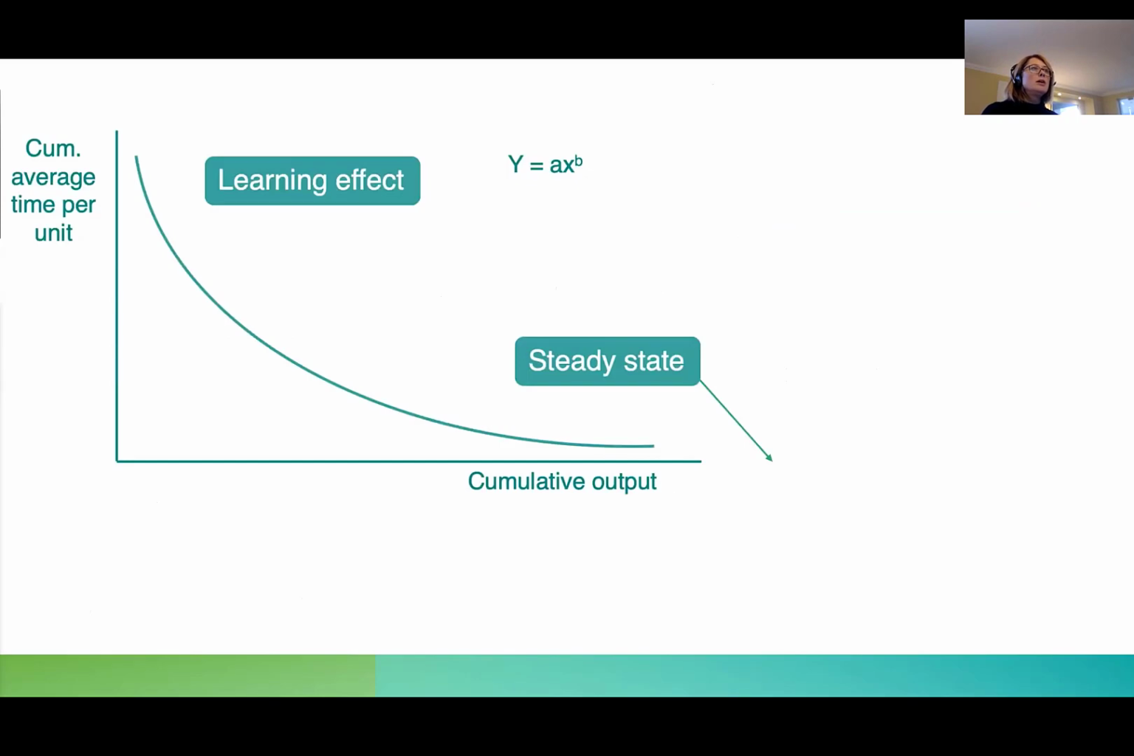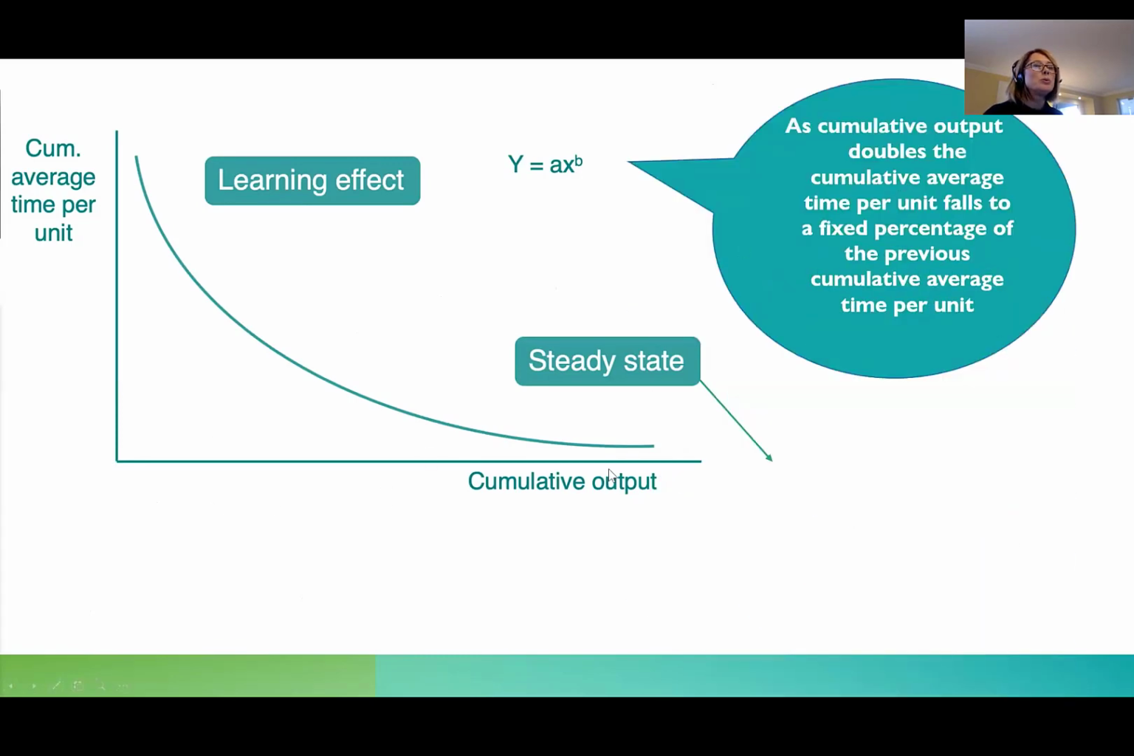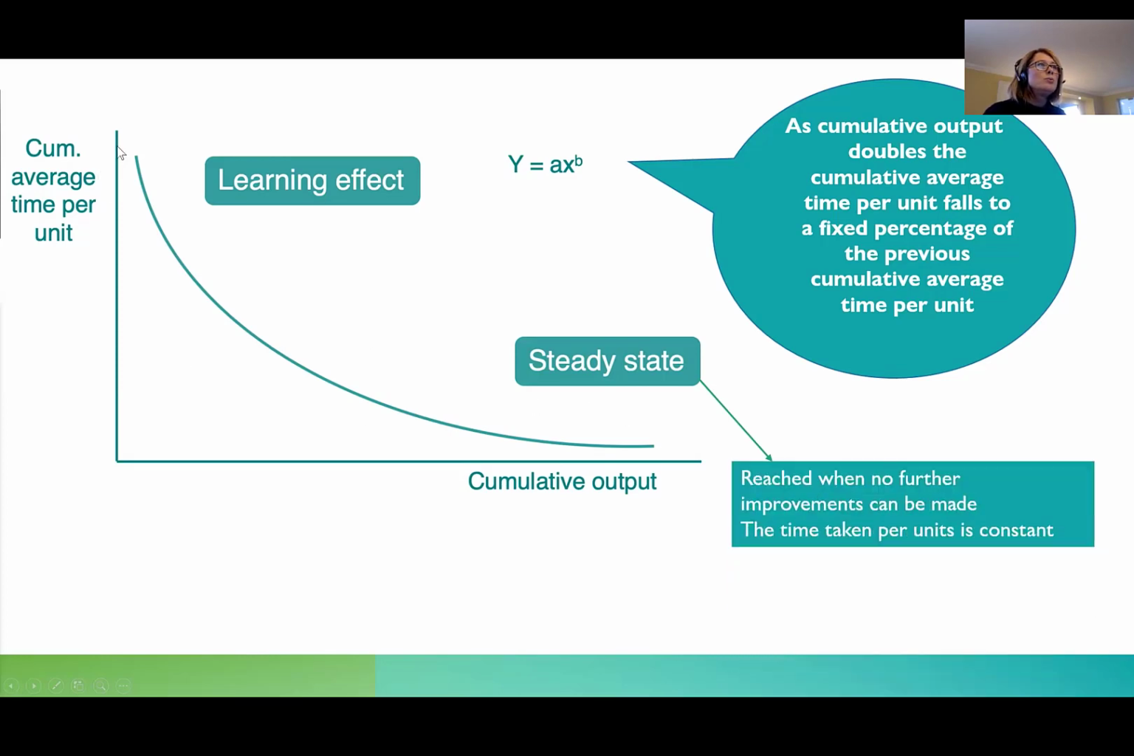So this is our learning curve. What we have here is the fact that as output increases, as cumulative output doubles, the time falls by a fixed percentage of the previous time. And that would be the learning rate. Now, we're going to keep learning all the way through to a certain point. There'll come a point where cumulative output has become quite high, and we've reached no further improvement. And that will be called the steady state.